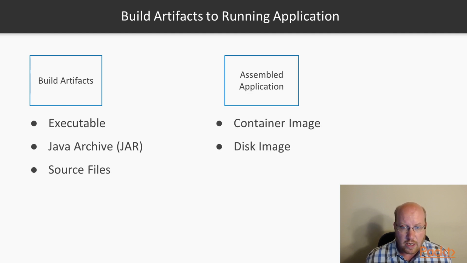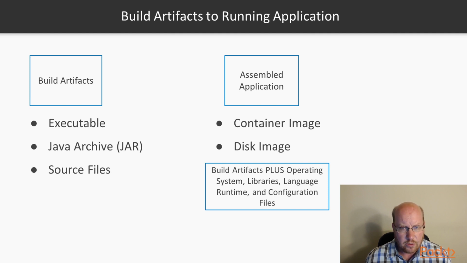Now, when we talk about an assembled application, on the other hand, if we're using Docker or some similar environment, we're talking about a containerized image, or if we're just installing on a physical or a virtual machine, we're talking about some disk image. And there's a big difference between these two because the assembled application, of course, includes our build artifacts, but it also includes a number of other things that we need: operating system, libraries, a language runtime environment like the Java Virtual Machine or Node.js, and any configuration files that our application might need in order to run.